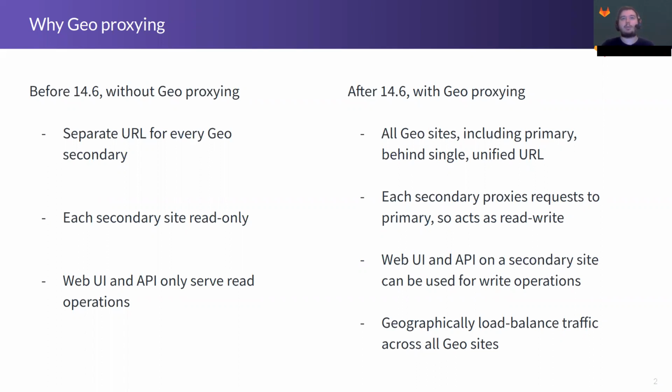After 14.6, when we've implemented geoproxying, now you could have all geosites, including the primary, behind a single unified URL. So each secondary would proxy web traffic to the primary, so it acts as a read-write site. Therefore, web UI and API requests on the secondary could be used for write operations, which also means that you could now geographically load balance traffic across all your geosites under one URL.